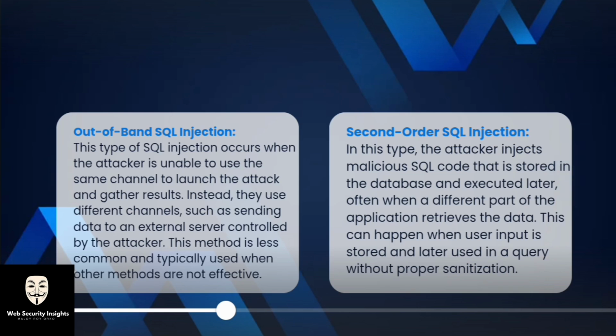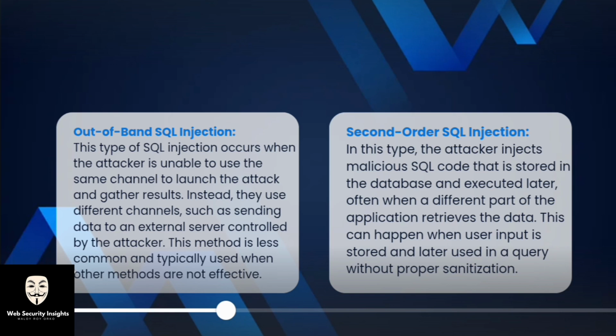Let's learn about out-of-band SQL injection. This type of SQL injection occurs when the attacker is unable to use the same channel to launch the attack and gather results. Instead, they use different channels, such as sending data to an external server controlled by the attacker. This method is less common and typically used when other methods are not effective.